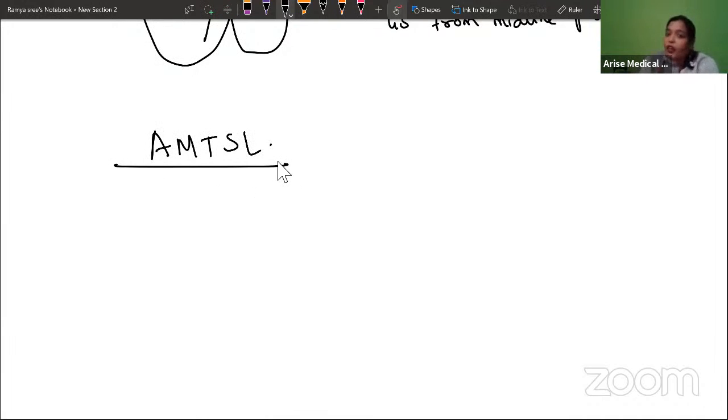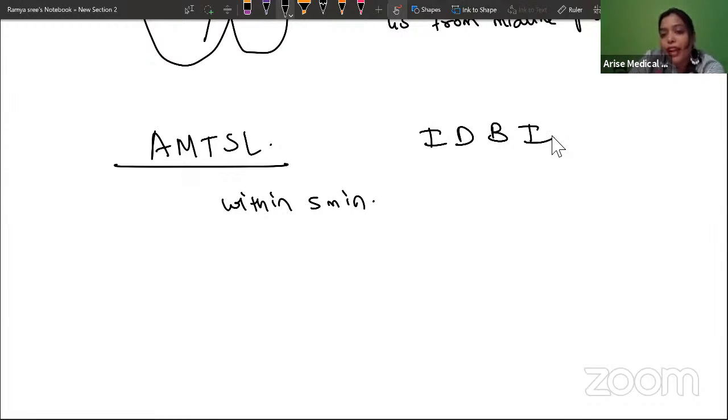Yes, I have plenty of mnemonics and I always teach with those mnemonics of mine. So for AMTSL also I have a mnemonic. I don't know whether you people know it or not, but AMTSL, active management of third stage of labor, may help the placenta get expelled within 5 minutes, whether it is a primigravida or multigravida, right? And what do we do in this AMTSL? The mnemonic for AMTSL which I have is called IDBI. You all know IDBI bank, no? So that is IDBI which I have.